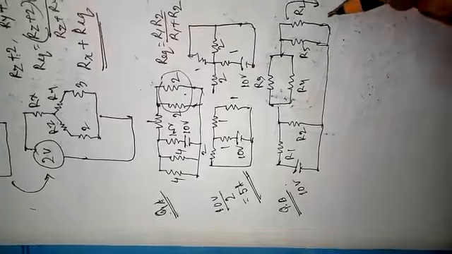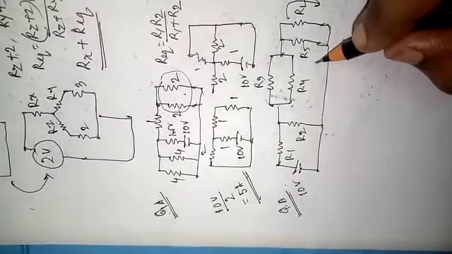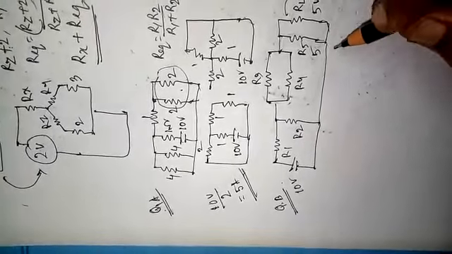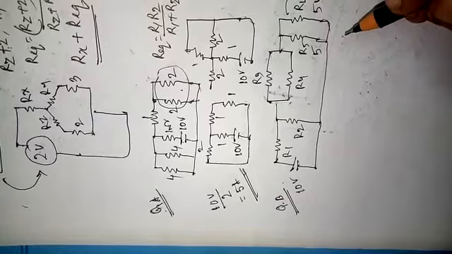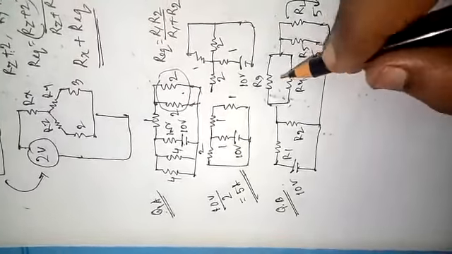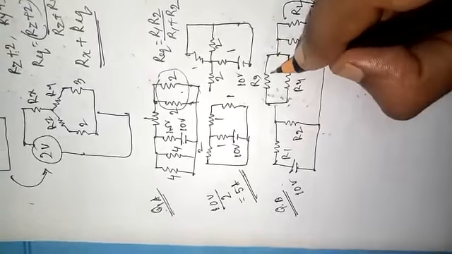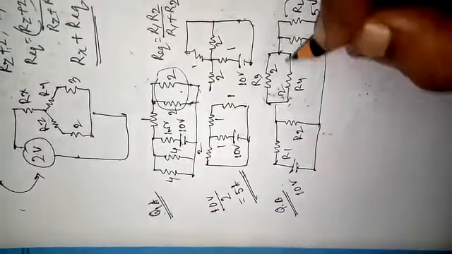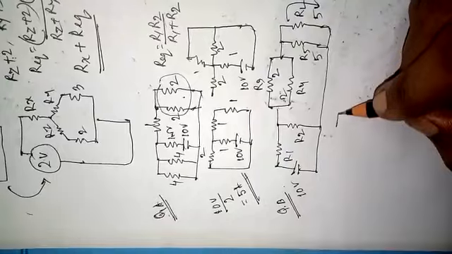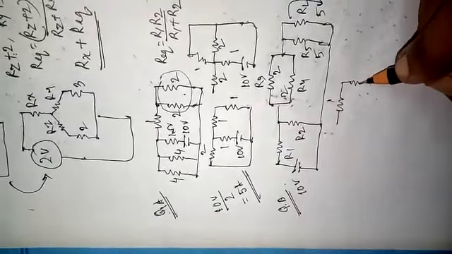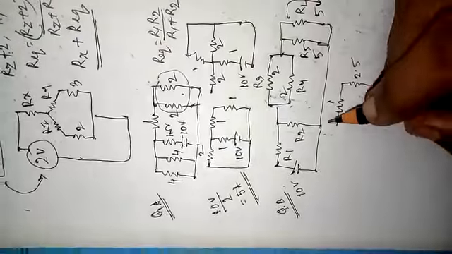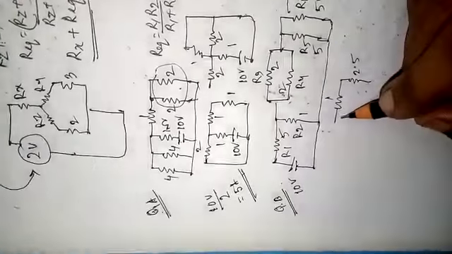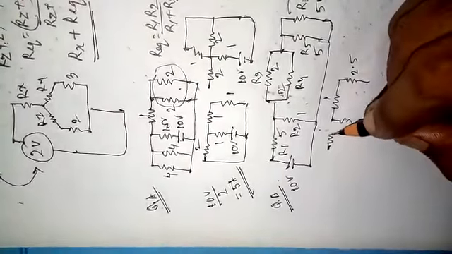So how to do this? First of all, the values are given. This is 5, this is 5, so they are parallel. So finally it is 5 cross 5 by 5 plus 5, so it should be 2.5. Okay, and here R3 and R4 are given as 2 and 2, so it is 1. So 1 and that is 2.5, and here R2 equals 1 and R1 equals 5 ohm. So here it is connected as 1 and it is 5.